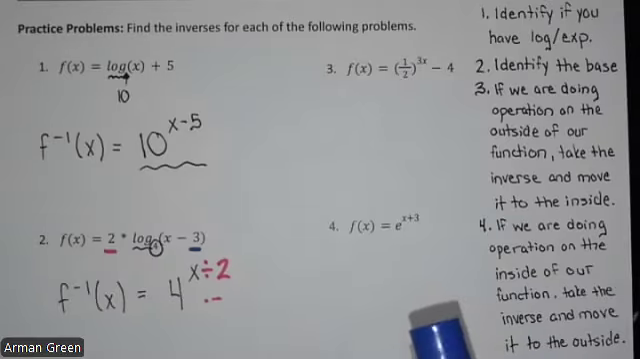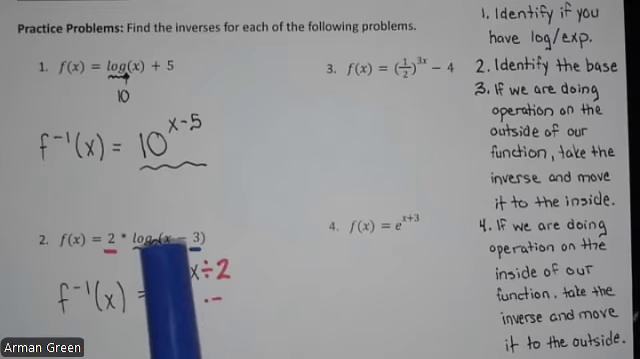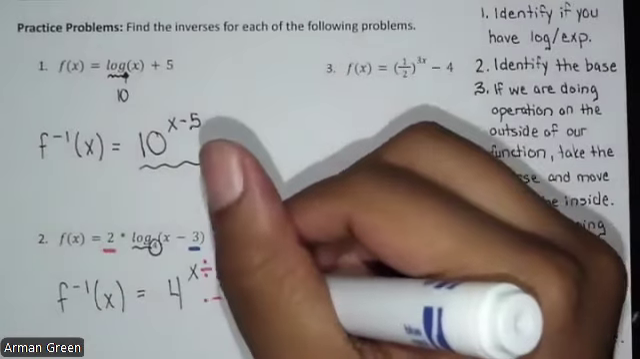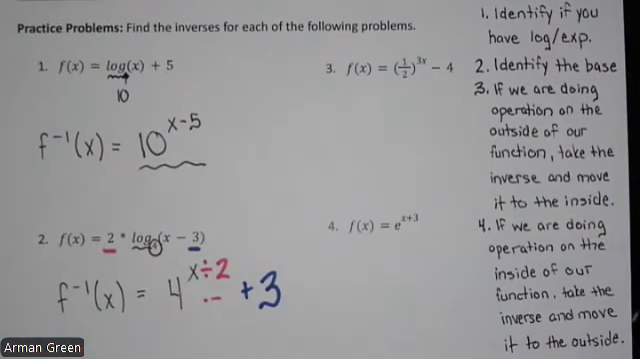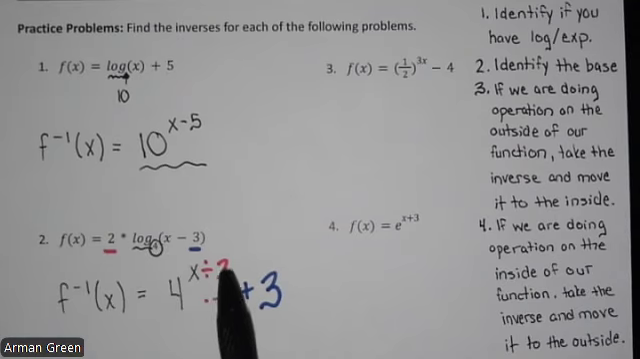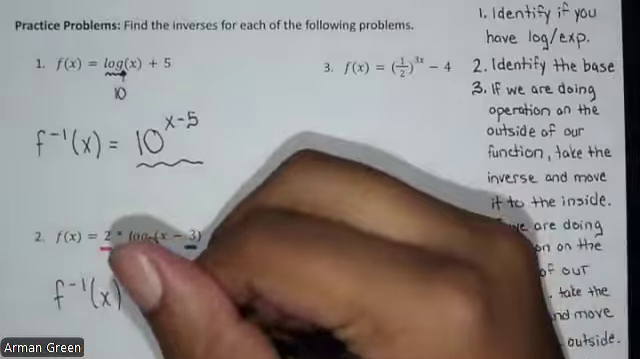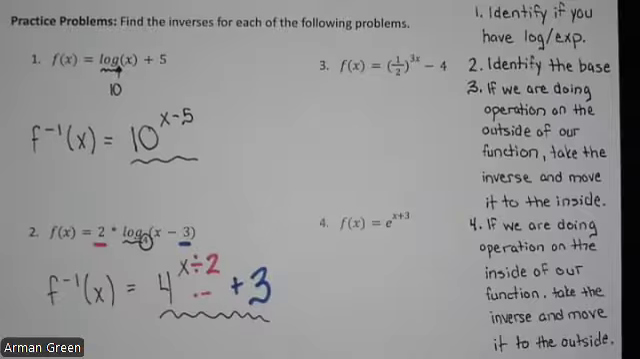Okay, so in this case here, we have a minus 3 on the inside of our logarithm. So what we need to do is the opposite. Opposite of subtraction is addition. And we're going to add 3 on the outside of our exponential. So that means that our inverse for this guy is 4 to the power of x divided by 2. And then at the end of that, we're going to write plus 3. And that is it. That's our final answer.